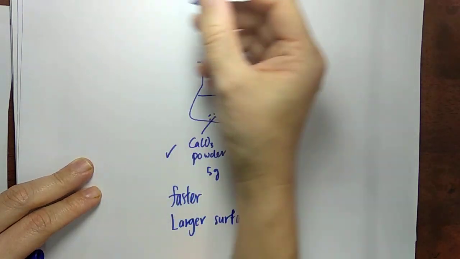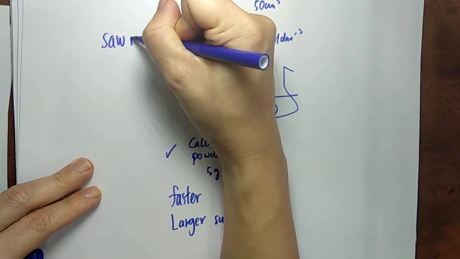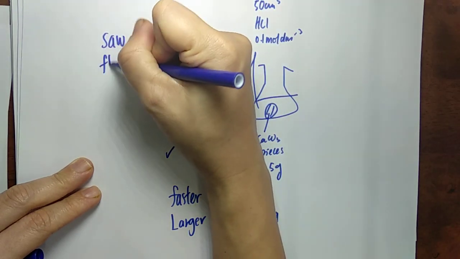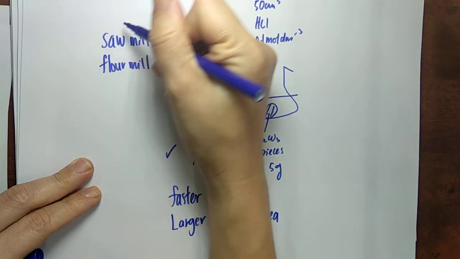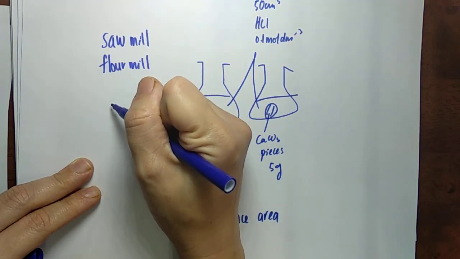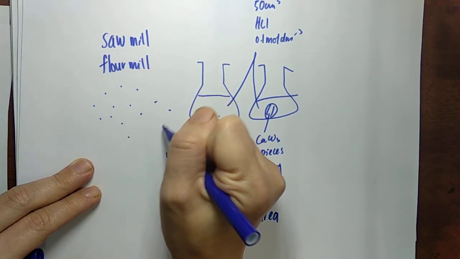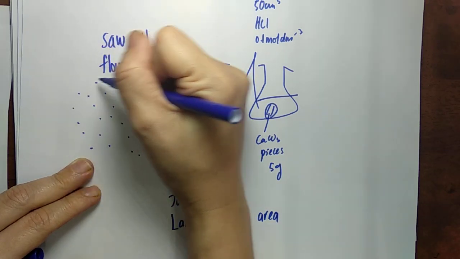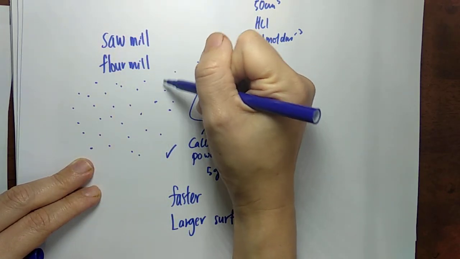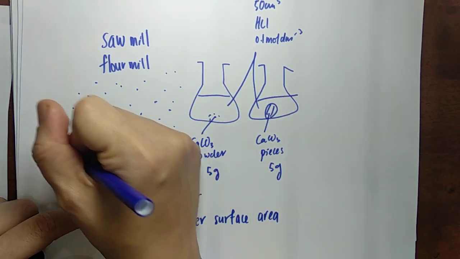Okay, now what happens is that in a sawmill or a flour mill, the particles of sawdust or the particles of flour are very, very tiny, and they're just floating in the air. Now if you had a piece of wood, it would burn, but it would burn slowly. If you had flour, which is basically a carbohydrate, it will also burn, but burn slowly.